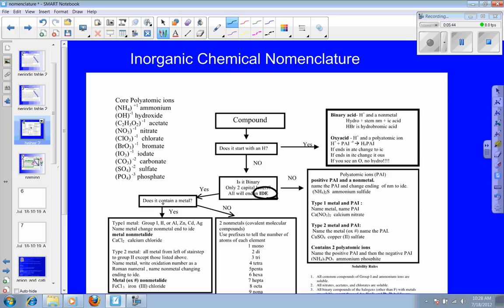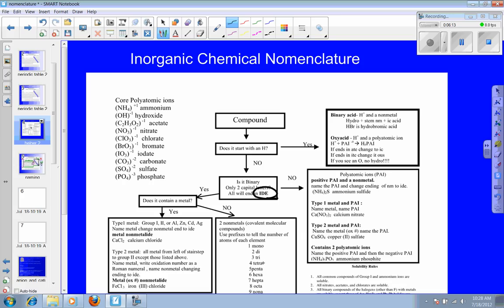If it contains a metal, then you have two options: type 1 metal, the just name it section, or type 2 metal, the Roman numeral section. This corresponds with the periodic table we were just talking about. And if it's not a metal, it's a non-metal past the blue line, then it requires a prefix. And here's your list of your prefixes. Yes, you need to memorize these. You know them pretty well.